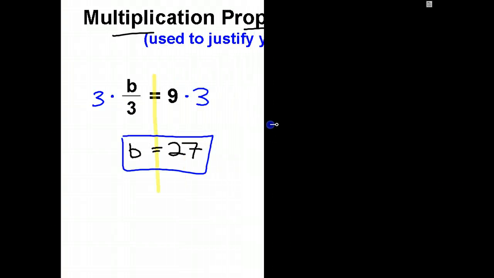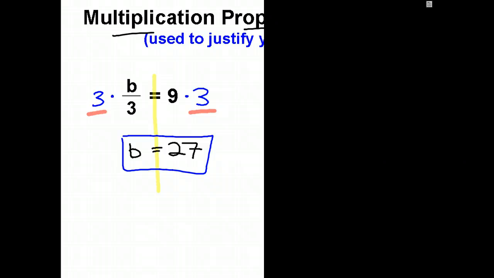Alright, and to do things a little differently here, I actually have all my work hidden behind a revealer. So I'm going to uncover first the steps I did to solve the equation. So you can see here that we started out and we multiplied both sides by 3, because I saw that b was being divided by 3.